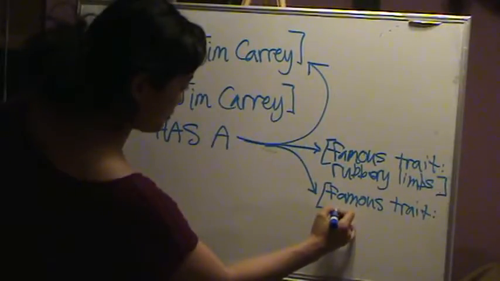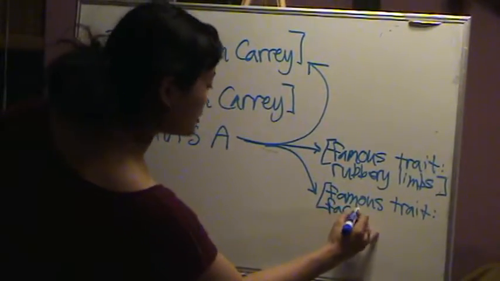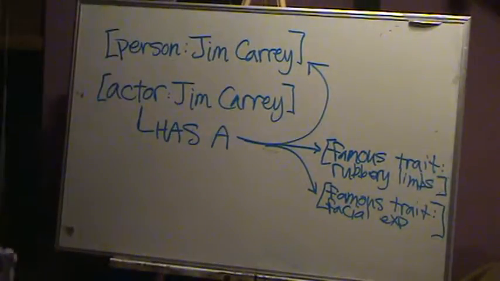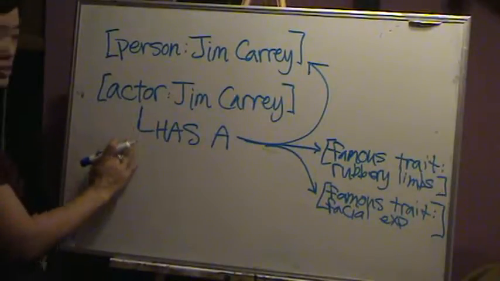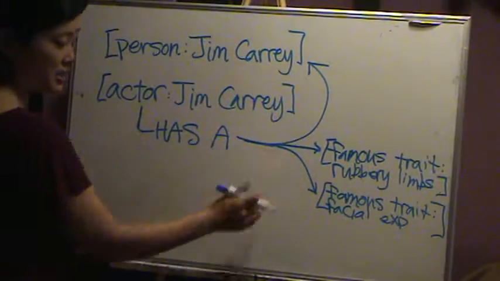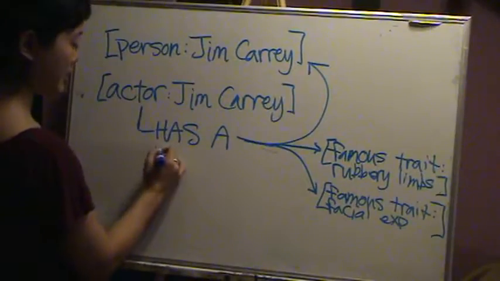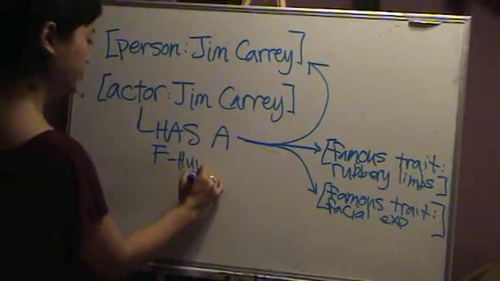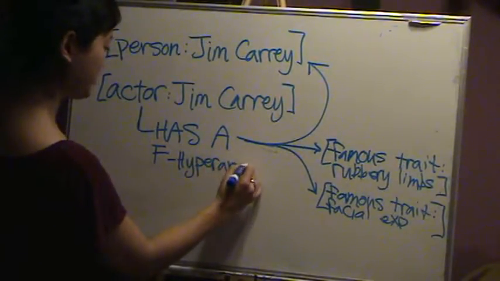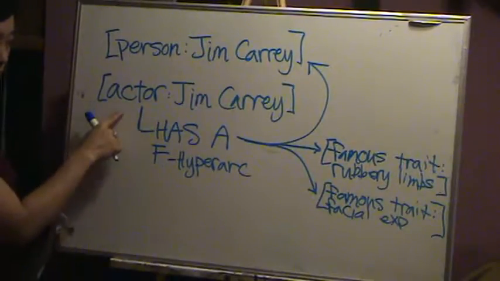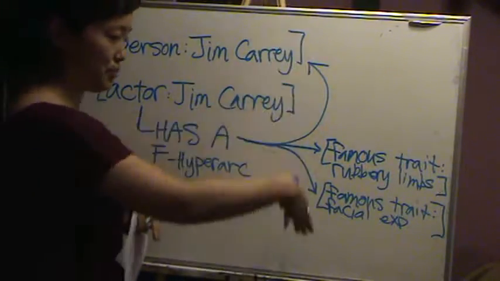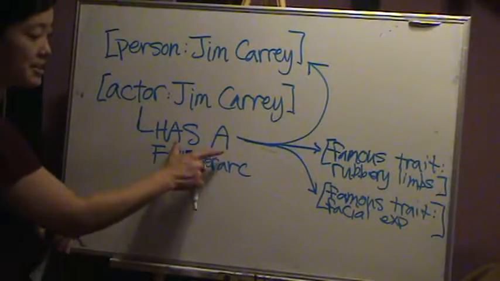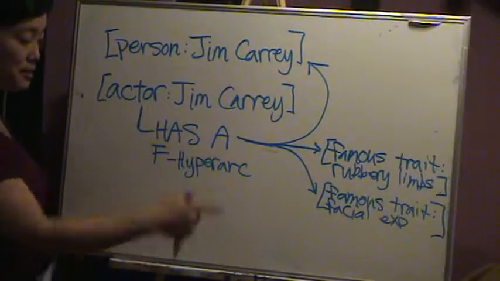Which are maybe his facial expressions. Alright, so as you can see here, we have a certain type of hyperarc, which is the F hyperarc, because we only have one tail and multiple heads. And so this is actually going to be a constraint. The has a relationship must be a hyperarc.